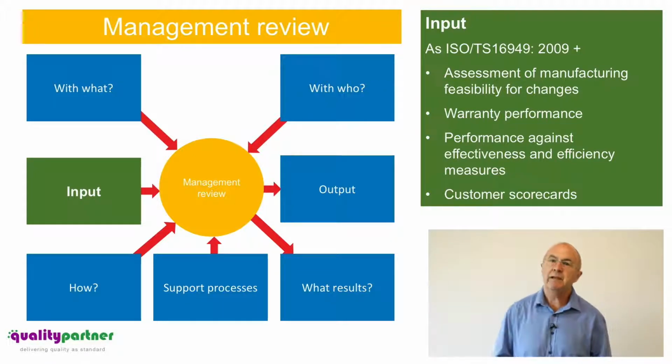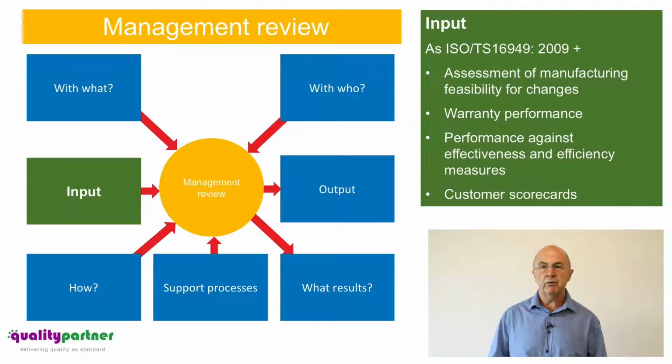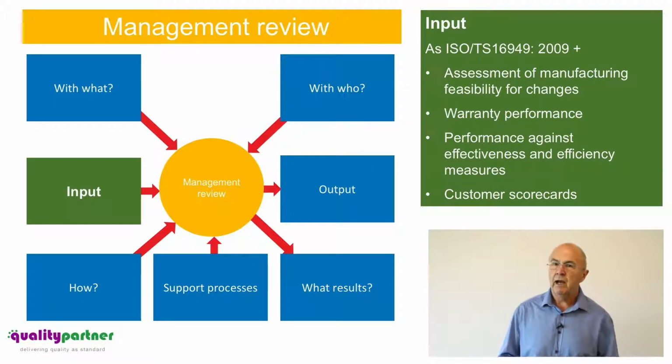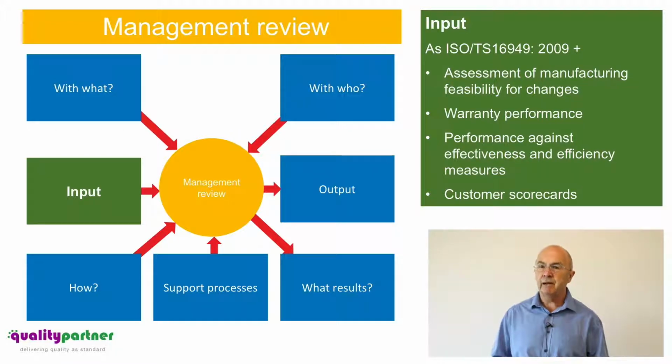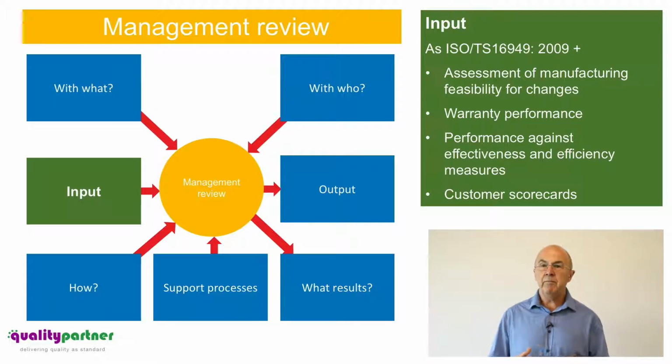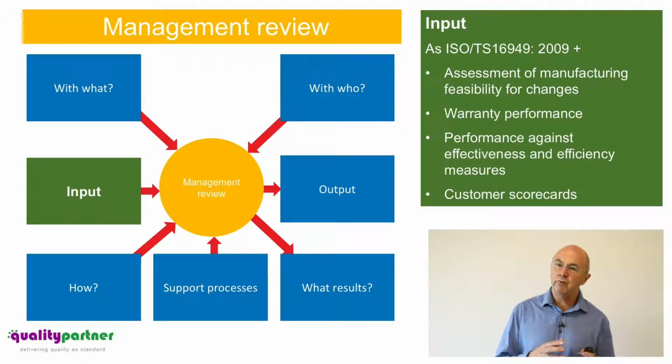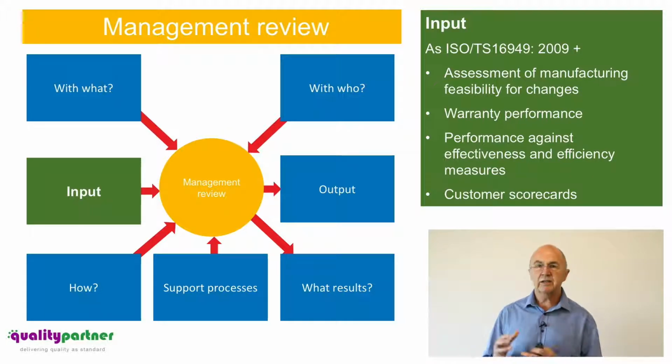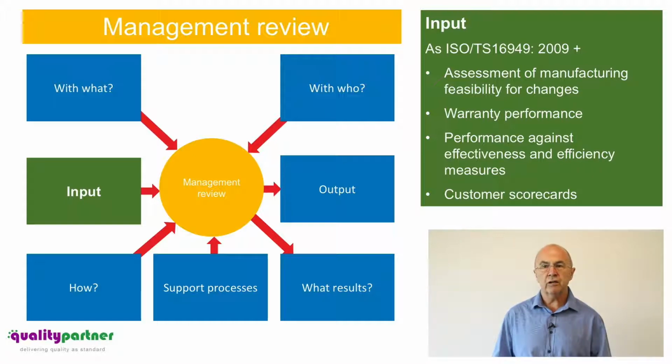But in this slide, what we can see as an input, there are some different things that we need to consider within the management review process. For example, we need to include in management review an assessment of manufacturing feasibility for any changes. We need to include as an input our warranty performance, if that is relevant to your organisation. We need to include performance against effectiveness and efficiency measures that we've defined within our strategic direction.